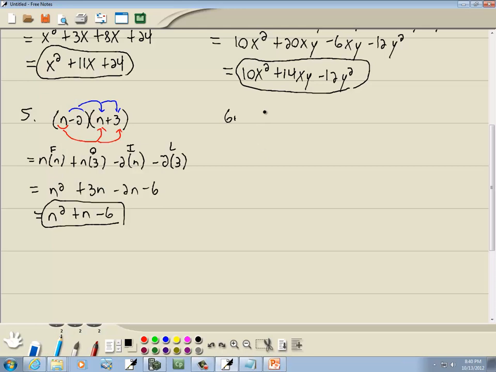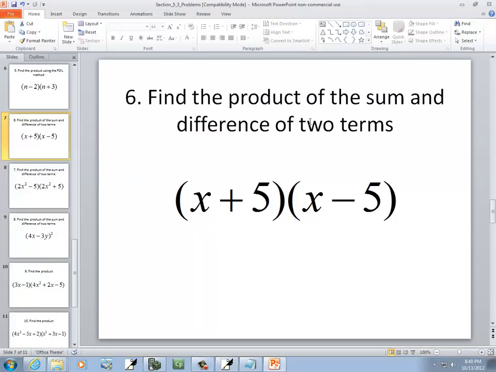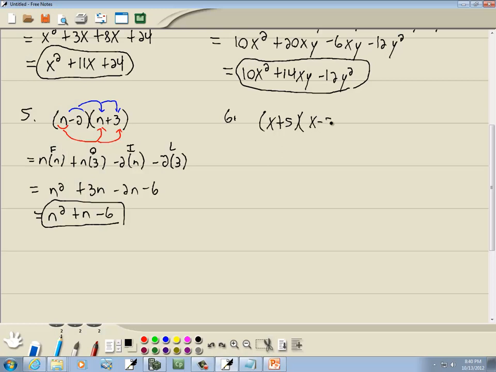So let's look at our sixth one. We got x plus 5 times x minus 5. Well, we got two terms in the first parentheses, two terms in the second parentheses. So I'm going to take this first term here, multiply it times every term over here. And I'll take our second term, the 5, and multiply it times every term over here.